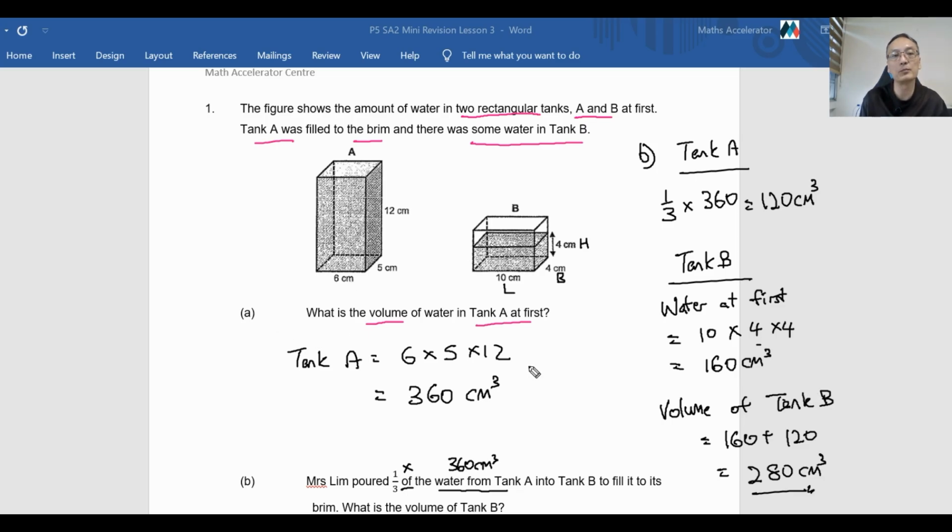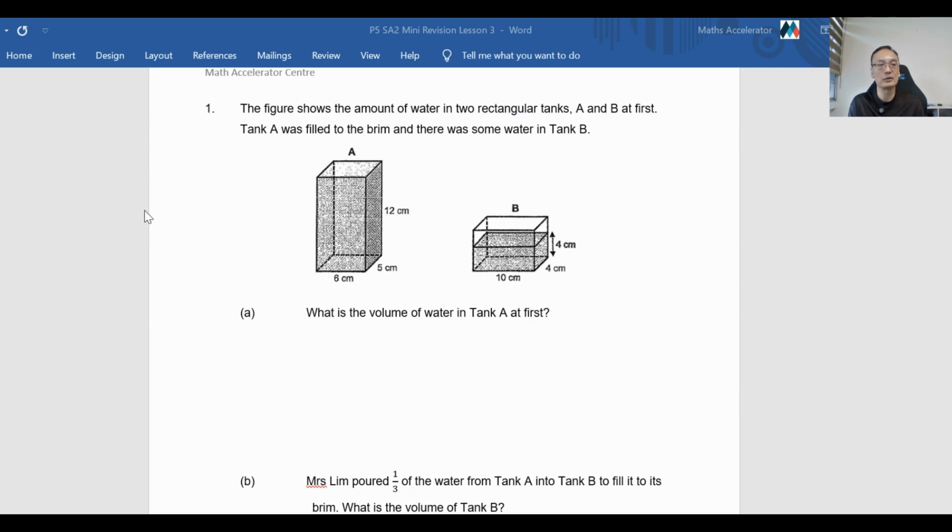So part A is pretty straightforward. You just apply the formula. For part B, you have to do some calculation based on the transfer. When you carry out a transfer, you need to know what's before and what's after. For example, in tank B, what was the volume of water at first, how much water was added, and after you add that amount, what will be the volume? In this case, at first there was 160. The amount of water added into tank B was 120. When we add these two together, we get 280. So that's the volume of tank B. Let's move on to the next question.